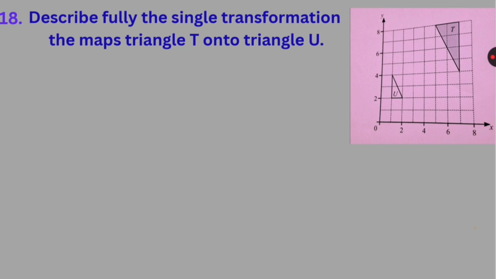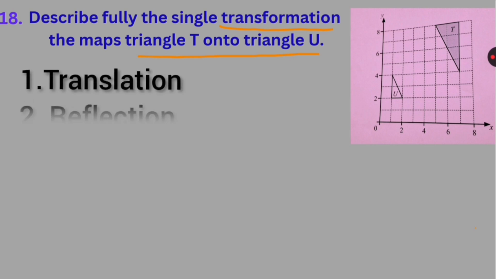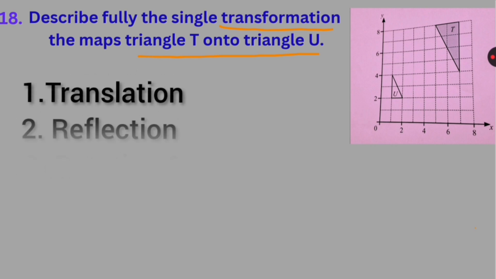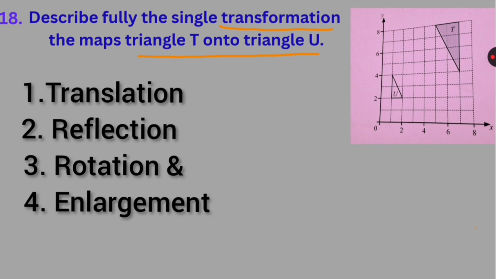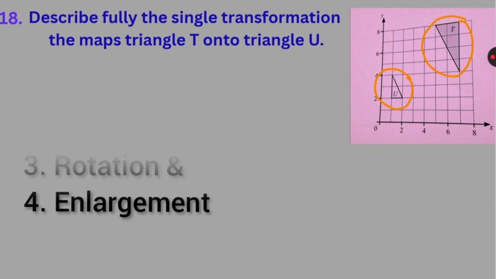Describe fully the single transformation that maps triangle T onto triangle U. So they are asking about transformations. We have 4 different types of transformations: translation, reflection, rotation and enlargement. We need to find which one this is. Observe the given triangles, T and U. By observing these two triangles, we can clearly say that this is not rotation and not reflection. Only the size has changed, isn't it? So clearly it is an enlargement.